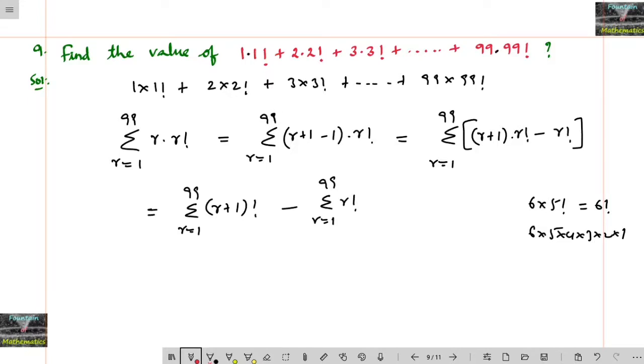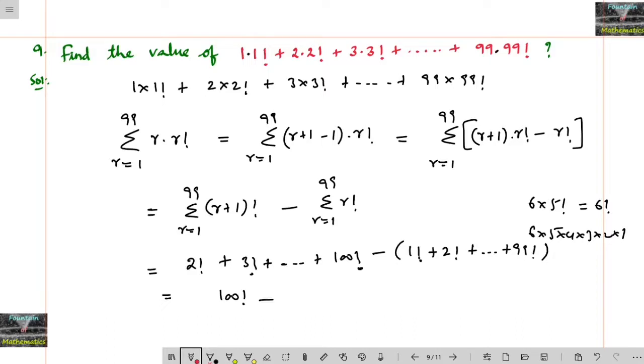We can separate these. So what is r is equal to 1 to 99? For r is equal to 1 we get 2 factorial, plus r is equal to 2 gives 3 factorial, and so on up to 99: 99 plus 1 is 100 factorial. Minus, and here we do the subtraction: r is equal to 1 means 1 factorial, plus 2 factorial, and so on to 99 factorial. Just do the subtraction. 2 factorial gets cancelled, 3 factorial, everything is cancelled, and the only thing remaining is 100 factorial minus 1 factorial. 1 factorial is nothing but 1.